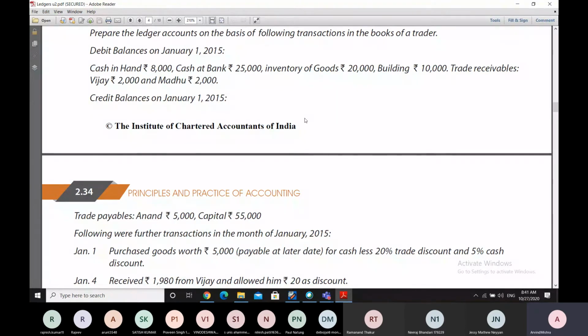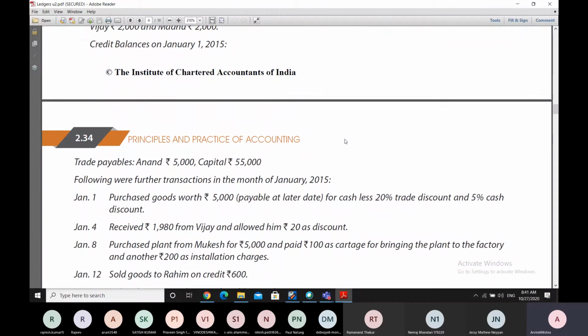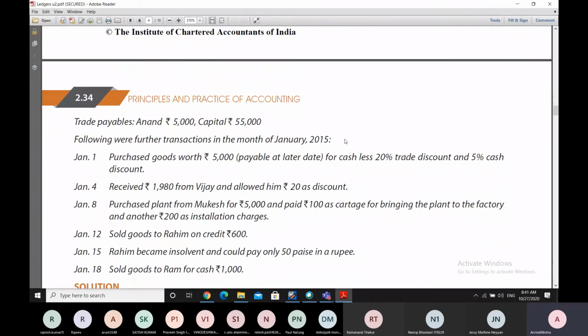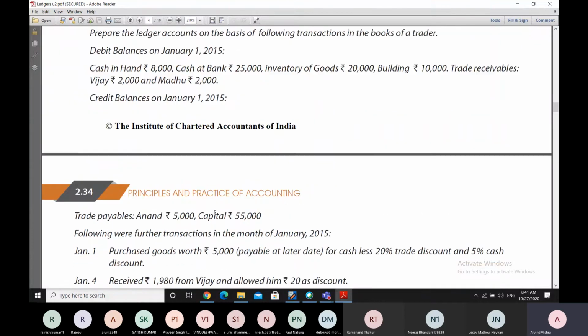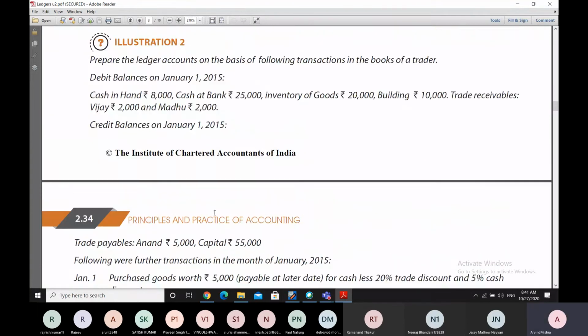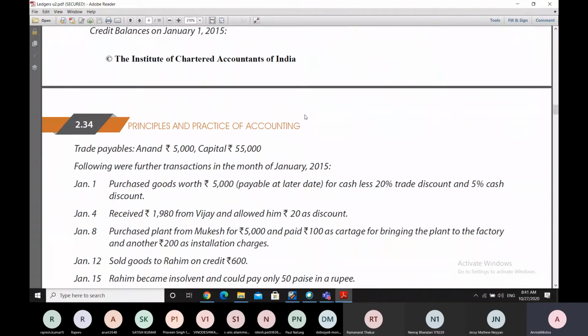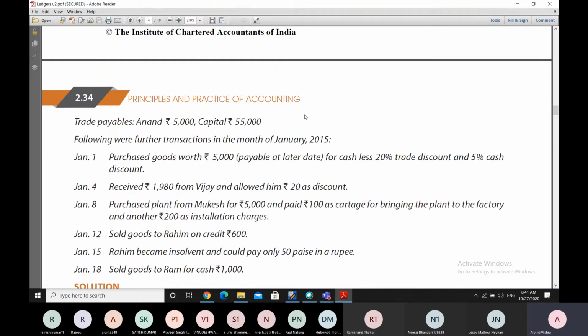So having given us the debit and the credit balances on January 1, 2015, we are told that some transactions were done throughout the year. In the month of January, some transactions were done from January 1 to January 18. So all these transactions are mentioned there. And after doing the transactions, we are told that at the end of the month we have to prepare the ledger accounts. So let us see how we prepare the ledger accounts at the end of the month.